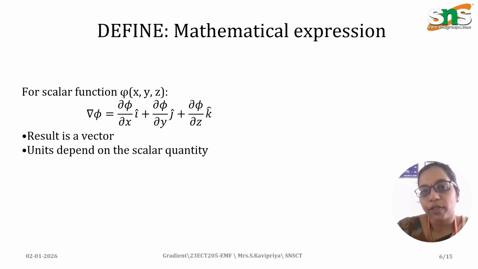This phi of x, y, z equation is for the Cartesian coordinate system. Phi is a scalar, so the vector operator is applied on the scalar phi, and the result is a vector. The gradient of a scalar is a vector. The unit depends upon the scalar quantity.